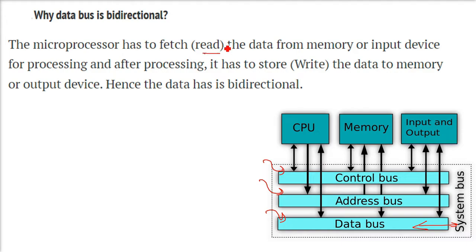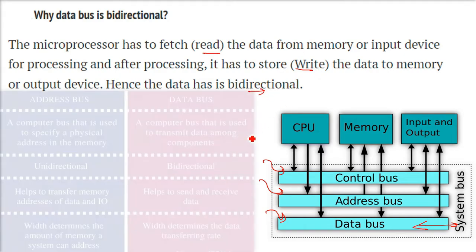But the microprocessor has to read the data from memory or an input device for processing. And after processing, it has to store the data to memory or an output device. That is why the data bus has to be bidirectional, unlike the address bus, which is unidirectional in nature. I hope you got the idea.